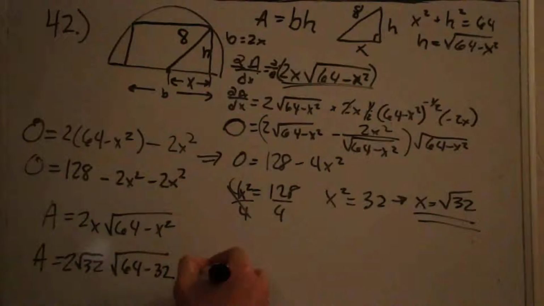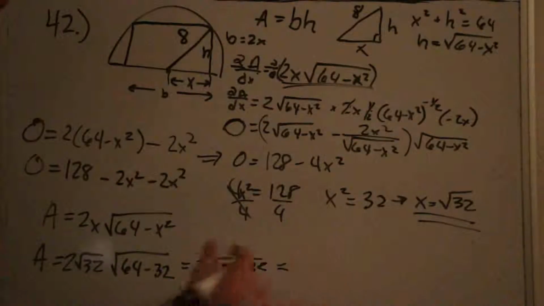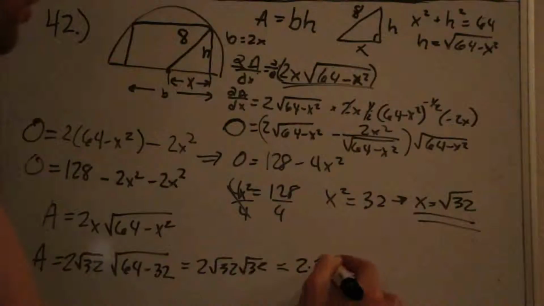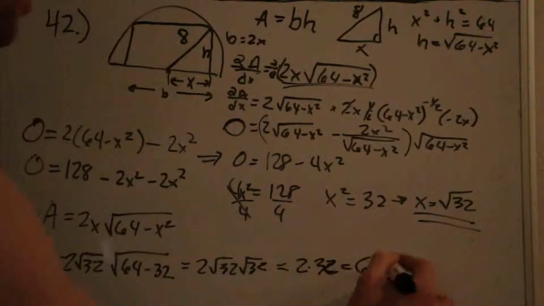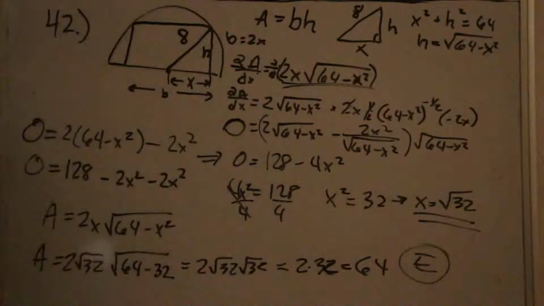So this equals 2 times radical 32 times another radical 32. Well, square root of 32 times square root of 32 is just 32, so this becomes 2 times 32, which equals 64, which is my answer, which is E. That's my final answer. So to recap just a little bit, what did I do?